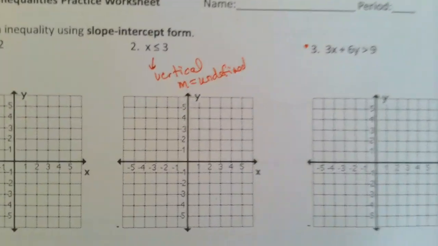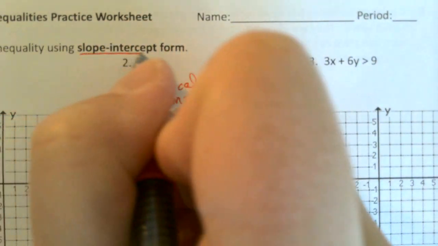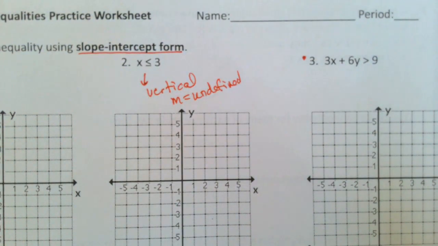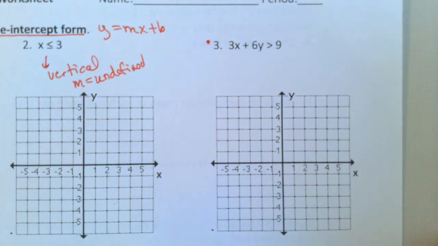So we're going to jump in here to number 3. It's really important that we follow the directions. We are graphing using slope-intercept form. So to get full credit, you would want to solve this for y equals mx plus b. So there's points for that and then points for the graph.